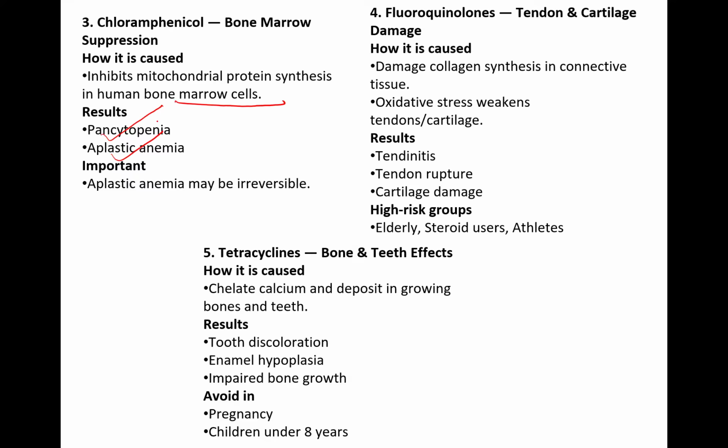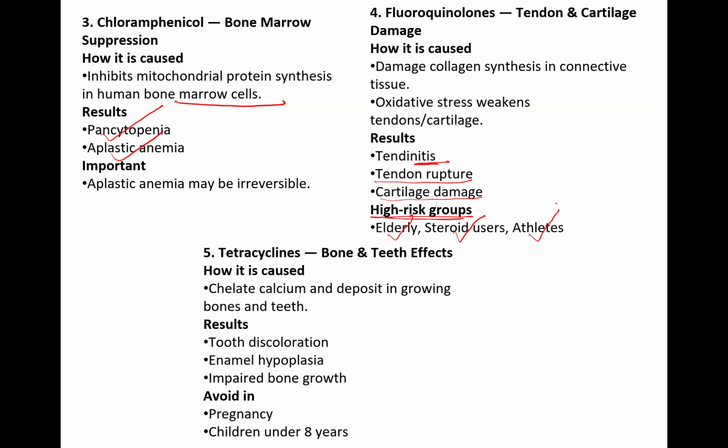Fluoroquinolones can cause tendon and cartilage damage. Why? Because they can damage the connective tissue in the cartilage and tendons because of oxidative stress, causing tendinitis, inflammation, tendon rupture, and cartilage damage. Who are the high-risk groups? Elderly, steroid users, athletes.